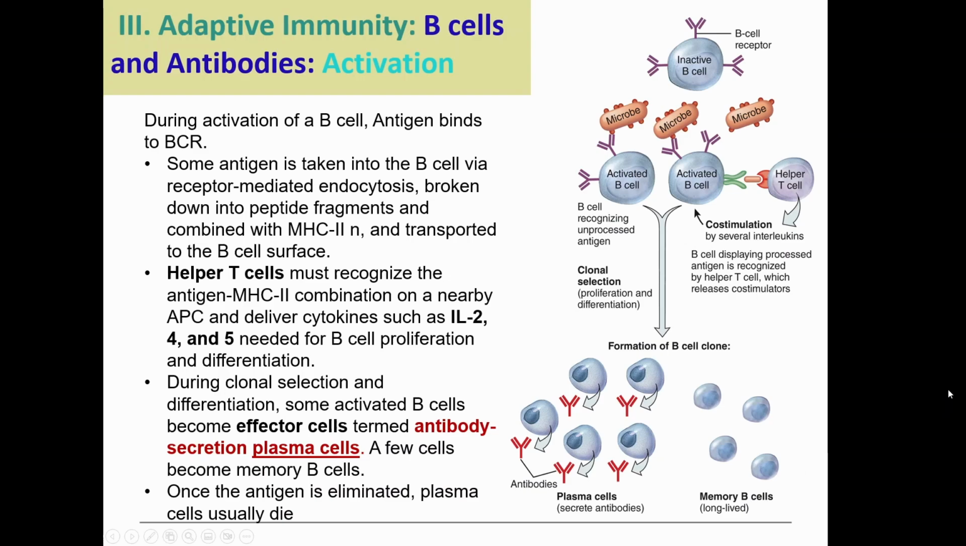Same thing as we saw with the T cells. The effector cells, like the plasma cells, are only going to be around while we need them. So we see high numbers when we actively have the antigen present, so we're actively infected. But when the antigen is gone, plasma cells die back. Memory cells are the ones that generally hang around long term.